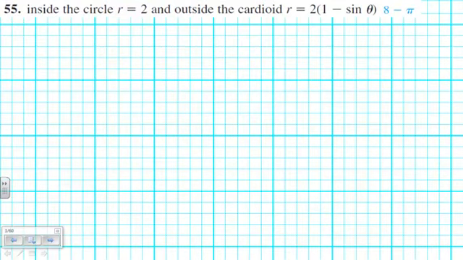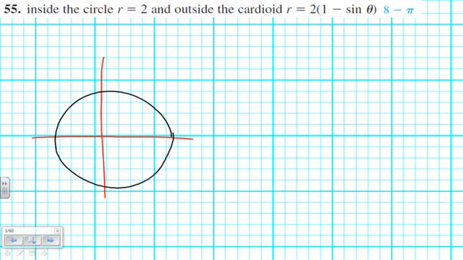Inside the circle, pi over 2, and outside the cardioid. This is the same, just shift it over. Well, we have this circle. And what I think we saw is, when it's cosine, it's this way. When it's sine, it's this way. So do you want to test that? I think that's the shape of that cardioid.